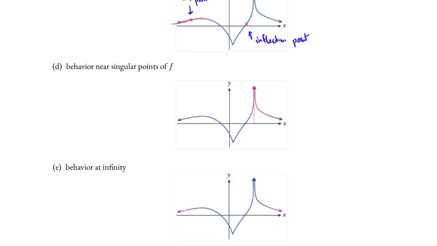For the singular point, the graph is increasing without bound on the left hand side of this point, and on the right hand side it also increases without bound. And so we have what we call a vertical asymptote at this point. The equation of the vertical asymptote is x equals, and if this x value is a, then we have the vertical asymptote at x equals a.